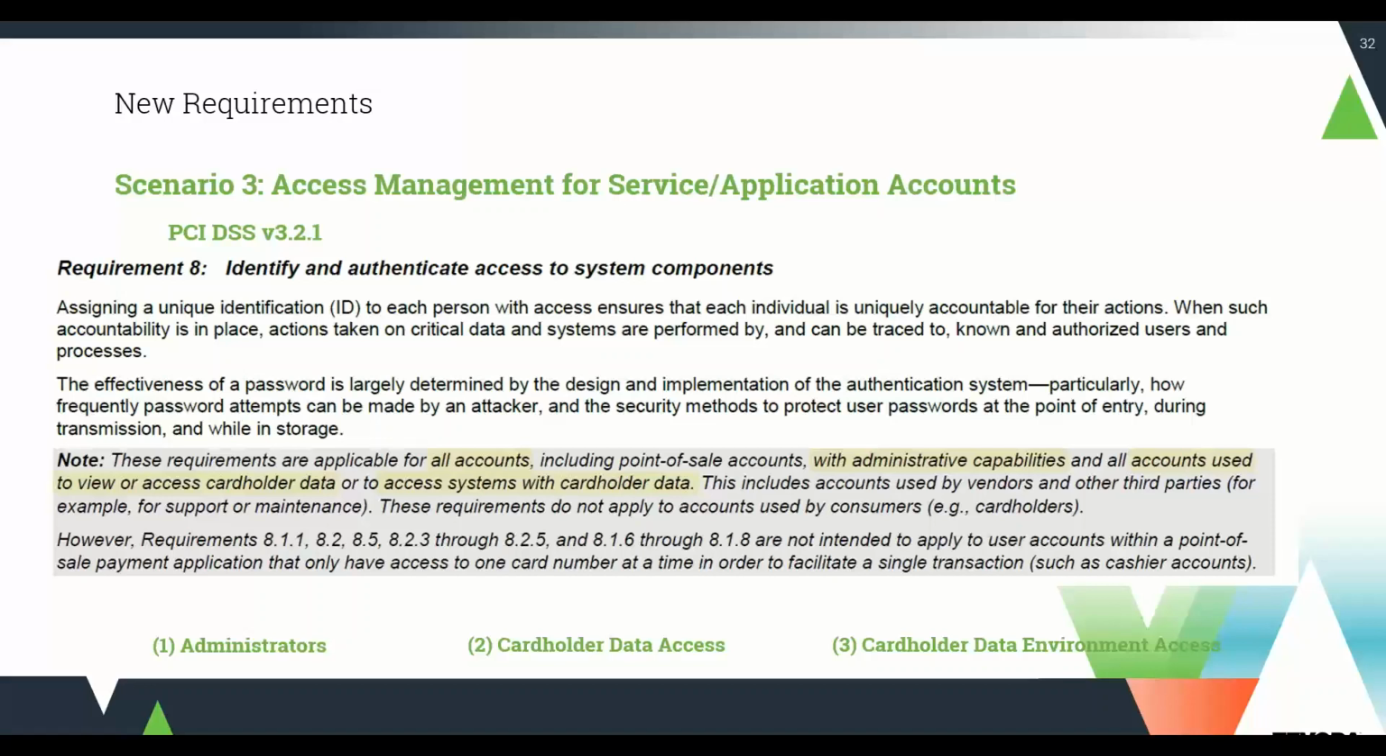And here we can extract from this that in 3.2.1 there are three categories of users that they cared about. One, the administrators. Two, anyone with cardholder data access. And number three, anyone with access to the cardholder data environment. But in 4.0, this section explicitly calls out service and application accounts as well.